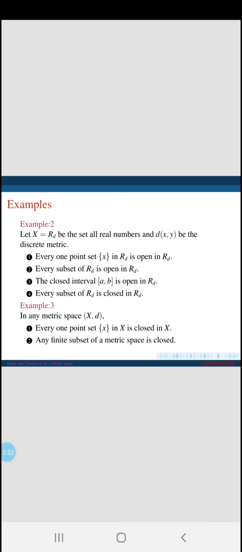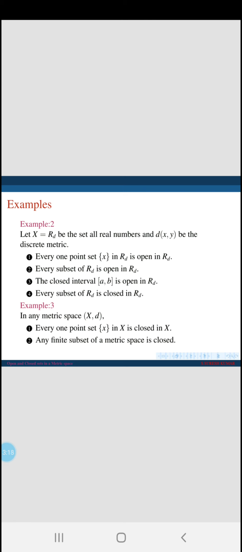Every subset of R_D is open in R_D, which implies the closed interval [a, b] is open in R_D. But this is not true for the case of R with the usual metric, since a is not an interior point. Similarly, b is not an interior point.